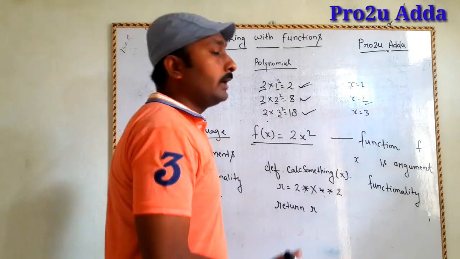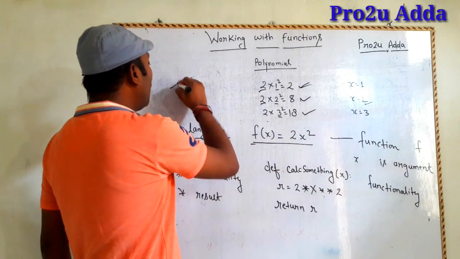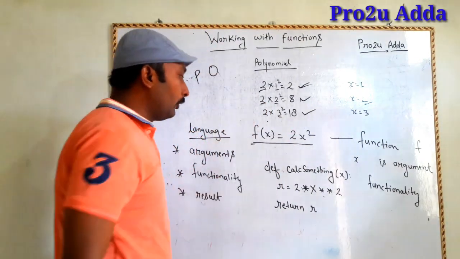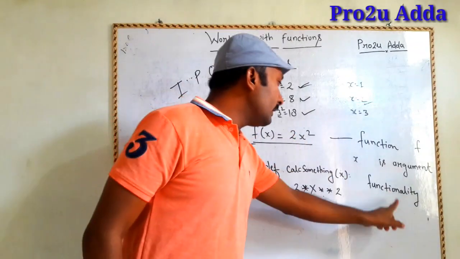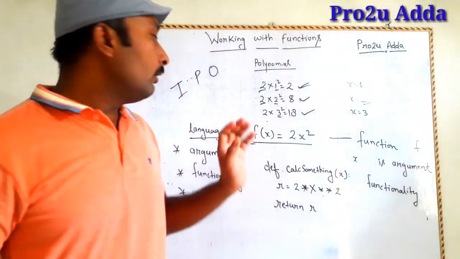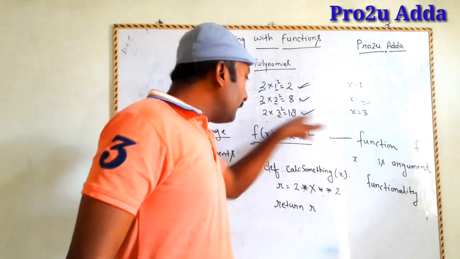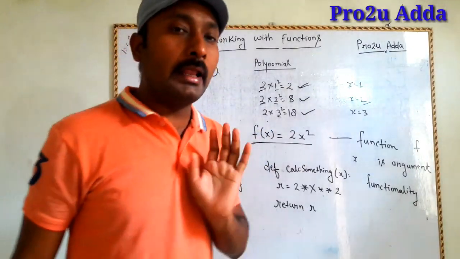Here what is 2x square? It is the processing. As I have told you, every program needs input, then process, then output. Here the processing is this, the functionality is this, and the complete process will be termed as functionality.